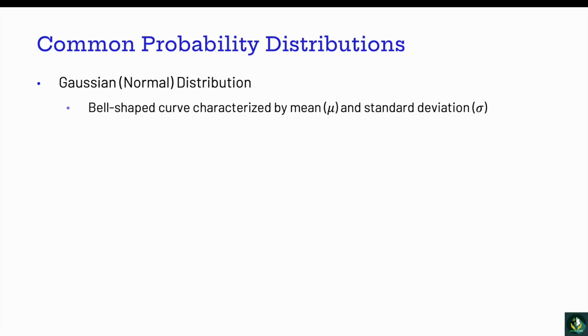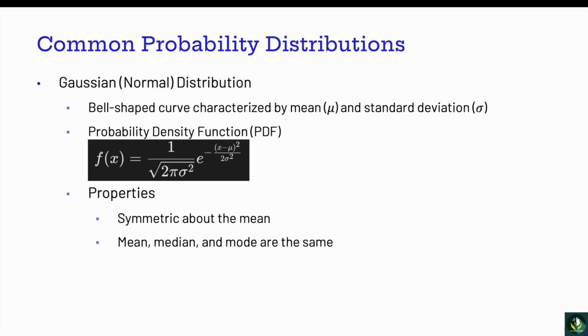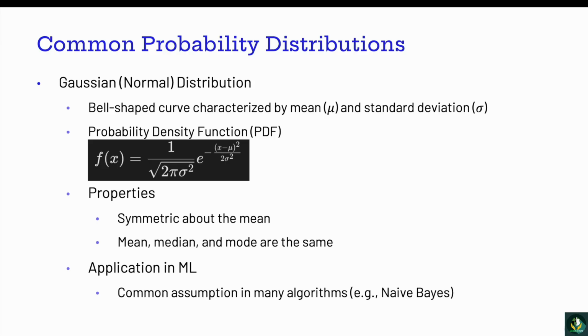The probability density function for this, PDF, is defined as f of x equal to 1 divided by square root of 2 pi sigma square, e raised to minus (x minus mu) square divided by 2 sigma square. The properties include it's symmetrical about the mean, and mean, median, and mode are the same for this. Applications in ML include its common assumption in many algorithms, for example, naive Bayes, and it's used in feature scaling, for example, standardization.